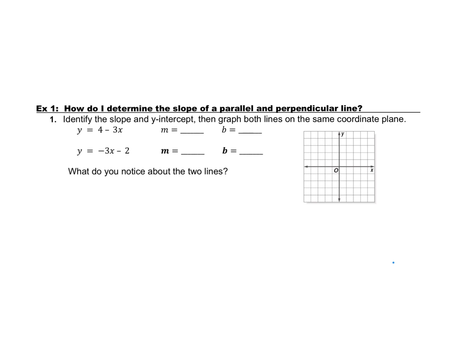So we have two equations here, meaning that we have two lines that we're going to be looking at. Our first equation says y is equal to 4 minus 3x. And then our next one is y is equal to negative 3x minus 2. So let's identify the slope. Remember that we have y is equal to mx plus b. And remember that the m is the slope and our b is our y-intercept.